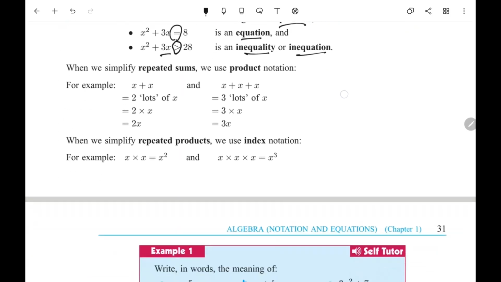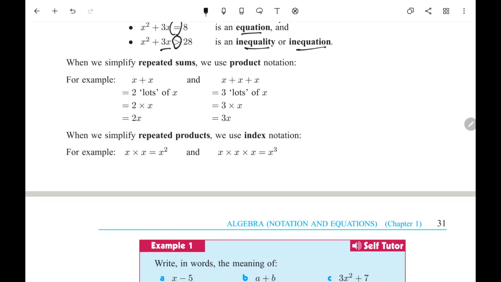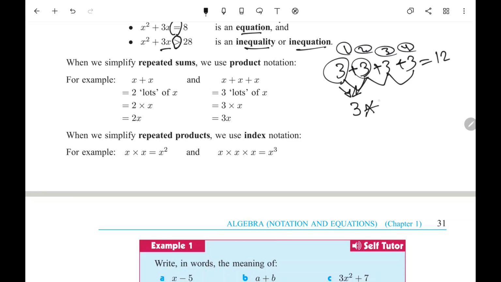So this is an inequality. Now, when we simplify a repeated sum, if we have 3 plus 3 plus 3 plus 3, the sum equals 12. Here we have many 3's added together, a repeated addition. So 3 is the base, times how many repeated additions you have: 1, 2, 3, 4. So 3 times 4, which also equals 12. For a repeated sum, we use a product or multiplication.